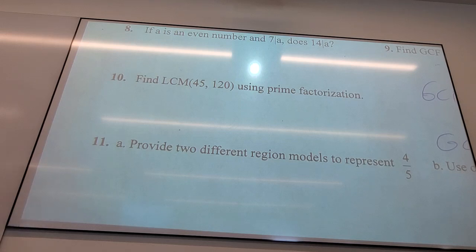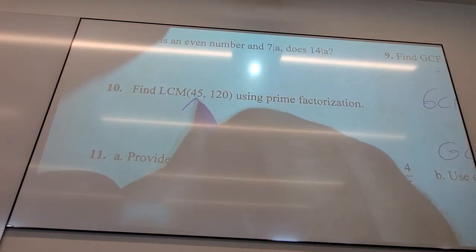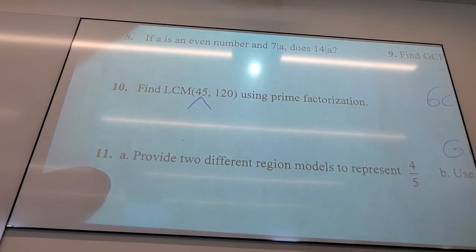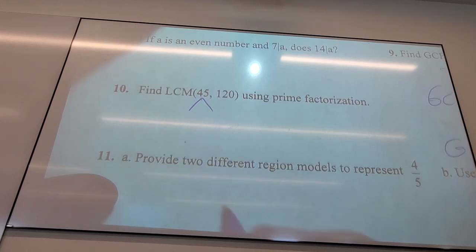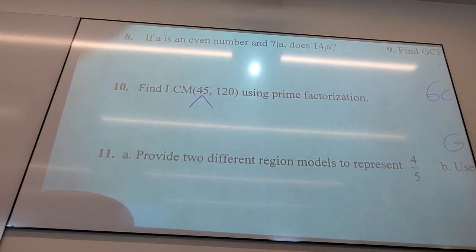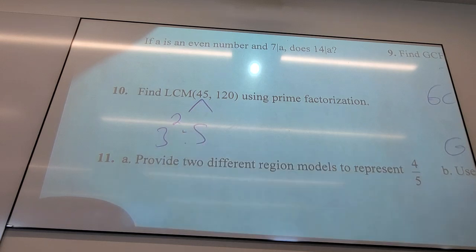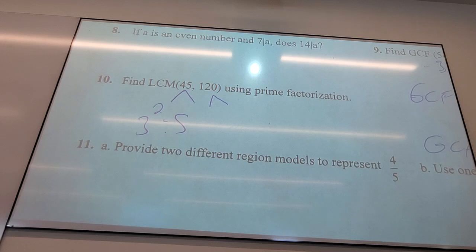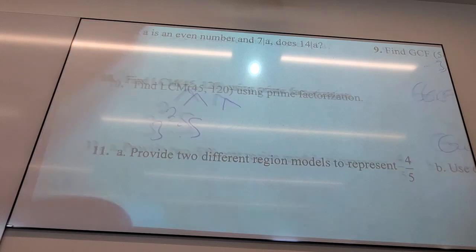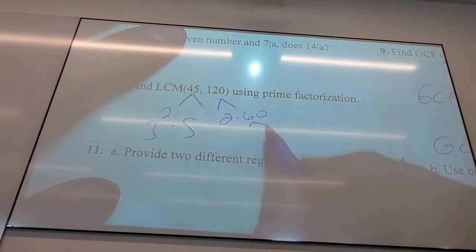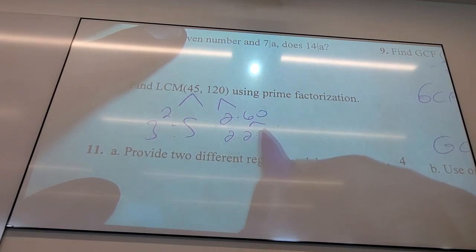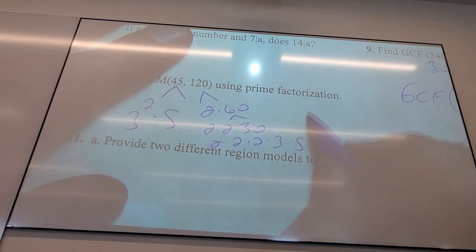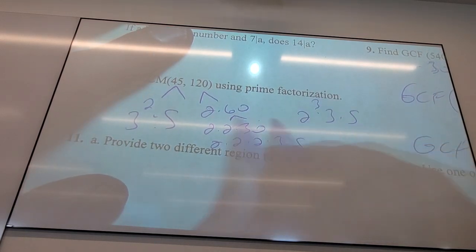So how do you prime factor 45? 45, everybody. 15 times 3. I like it. That's a very different way to do it. And that's 5 times 3 times 3. So it's 3 squared times 5. Is that cool? Yeah. What about 120? 2 and 60. 2 and 30. Is that cool? Yes. So it's 2 cubed times 3 times 5.